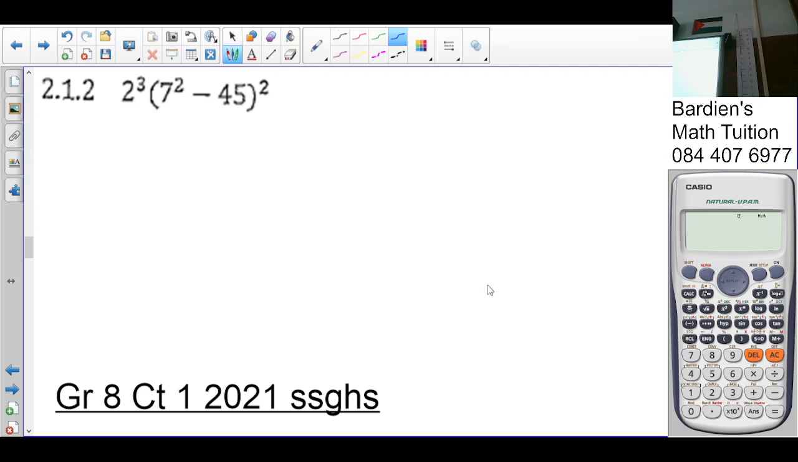Okay. People, 2 cubed is what? 8. How do you get 8? 2 times 2 times 2. So it's going to be 8 into 7 squared, 49, minus 4 squared. You all agree with that? Right. What is happening between 8 and the bracket? Multiplication. Not so? So it's going to be 8 multiplied by 49 minus 4, and 4 squared.